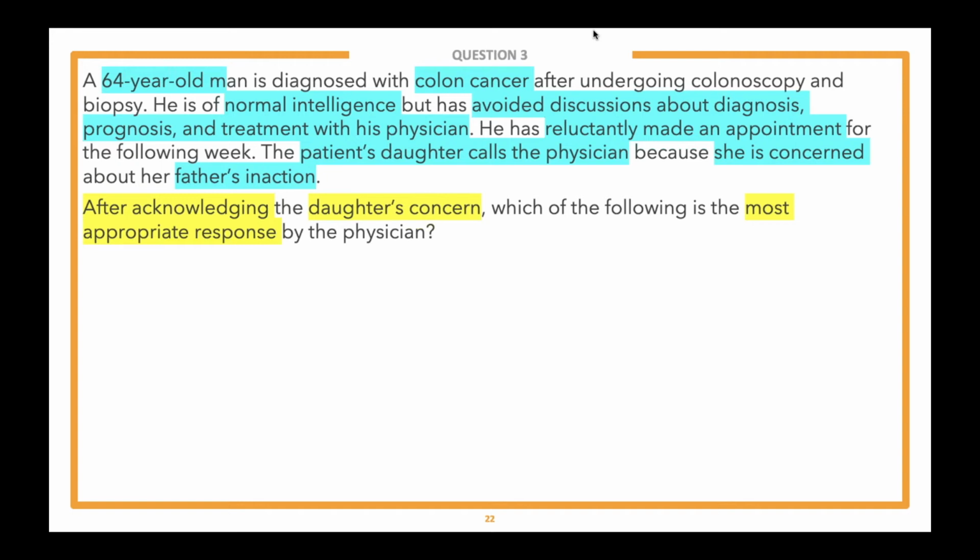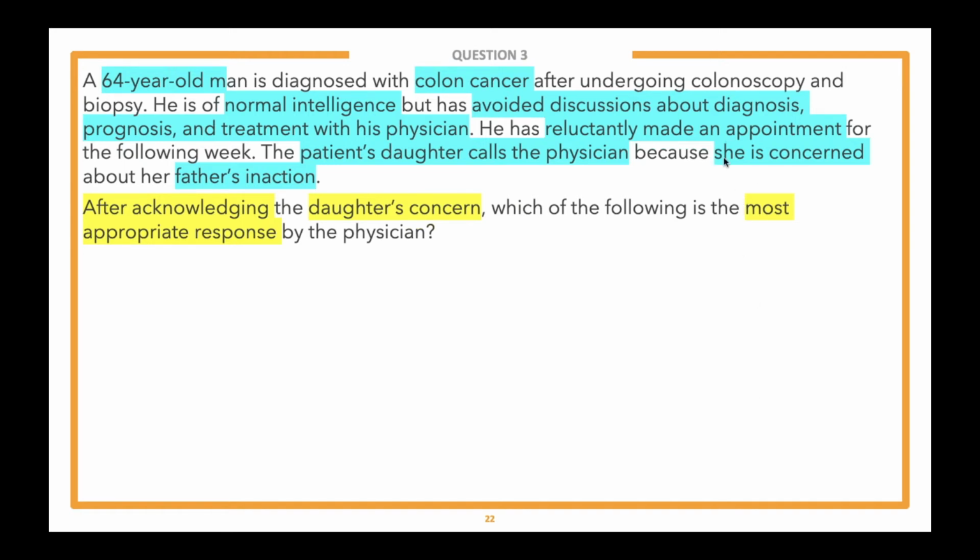So hopefully a lot of you have come across this scenario and this situation, and that's why it's important to make note of those clues in the vignette. So then the lead-in is saying, well, after acknowledging the daughter's concern, what's the most appropriate response, or the most appropriate next response? So after acknowledging the daughter's concern, what's the most appropriate response?